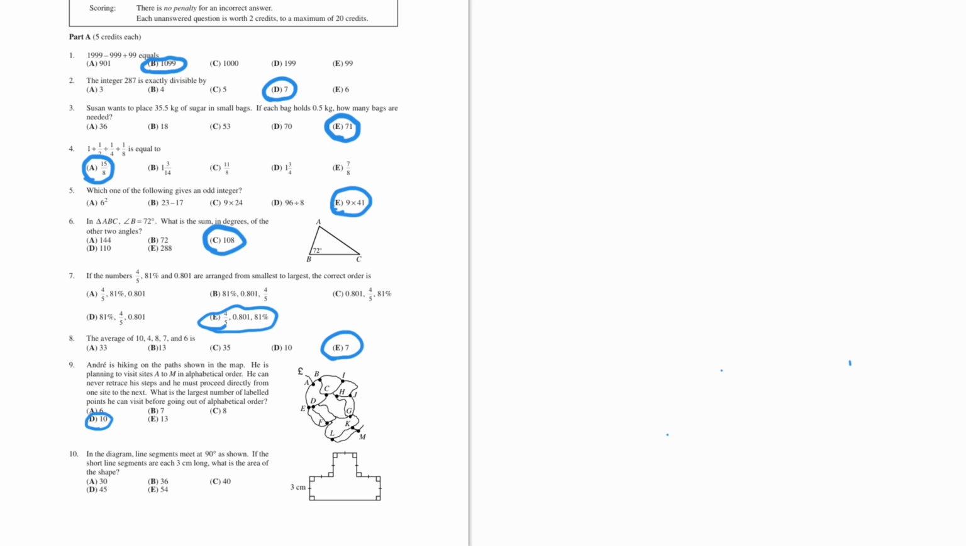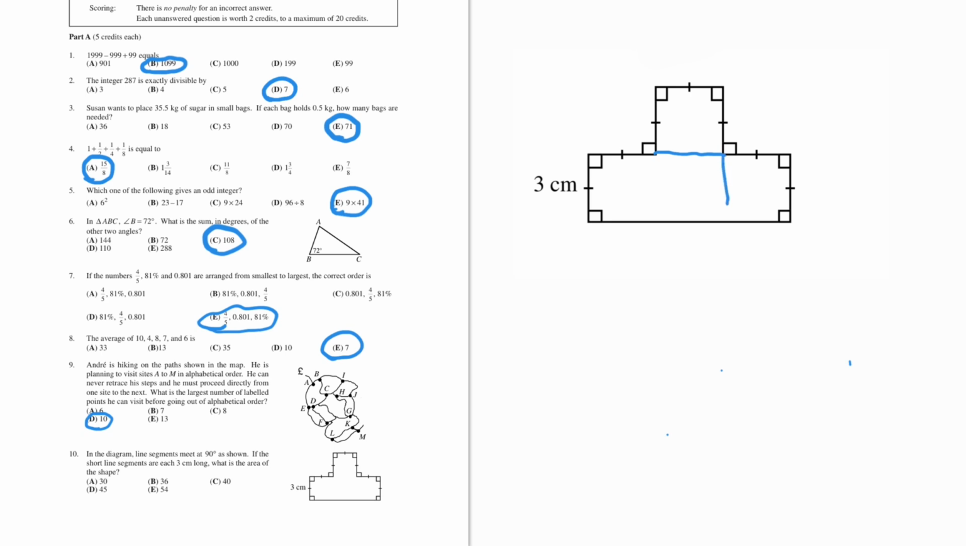Number 10. In the diagram, line segments meet at 90 degrees as shown. If the short line segments are each 3 centimeters long, what is the area of the shape? Now let's divide the shape into 4 squares, because the tick mark means they are all equal.